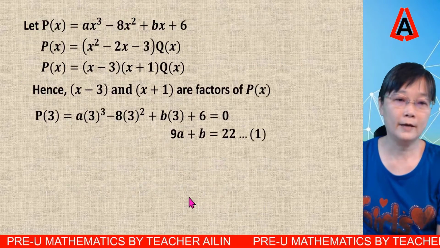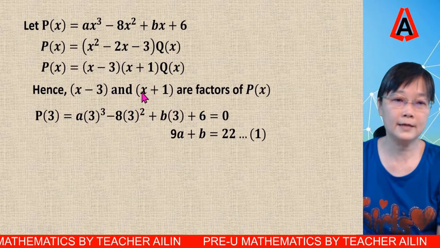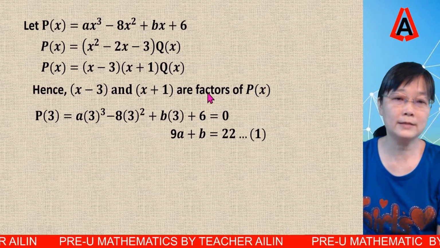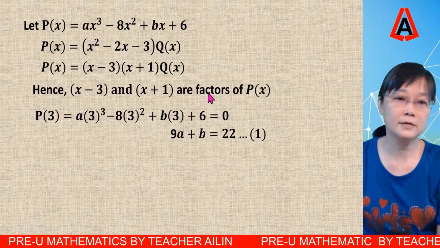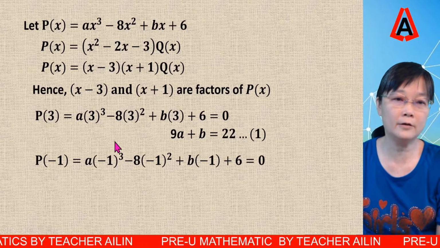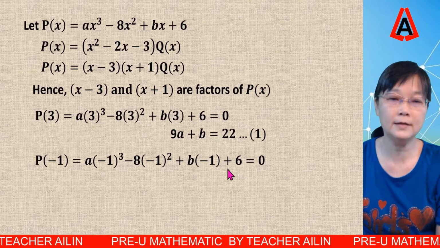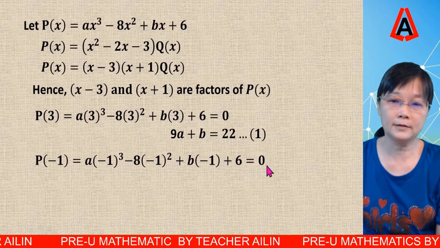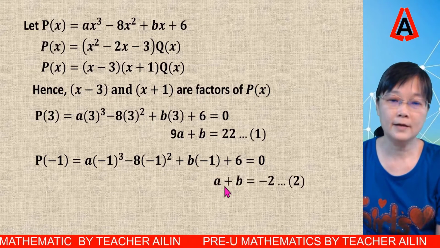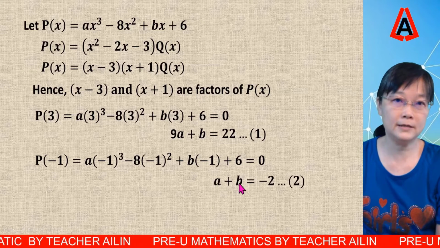And we have another factor, that is x plus 1. Since x plus 1 is another factor, when I substitute the value of x in the polynomial with negative 1, I should get the remainder equals 0. When I simplify, I get another linear equation.